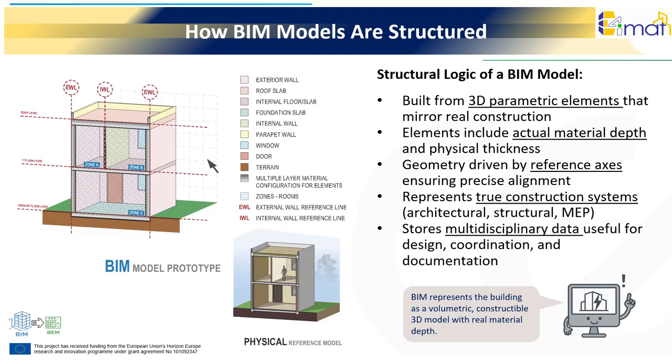Another shared characteristic between BIM and BEM is that both models store data in each element. What makes BIM distinct is that its data is multidisciplinary, supporting architecture, structure, building services, quantities, and documentation. In summary, BIM is a volumetric 3D environment that represents the building as a constructible system, complete with real dimensions and data relevant to many disciplines.